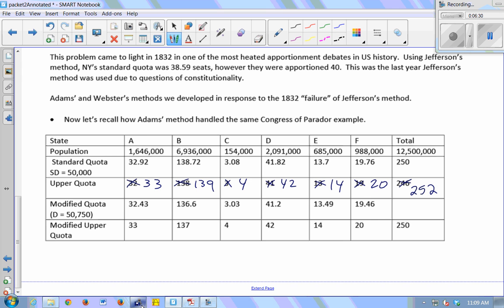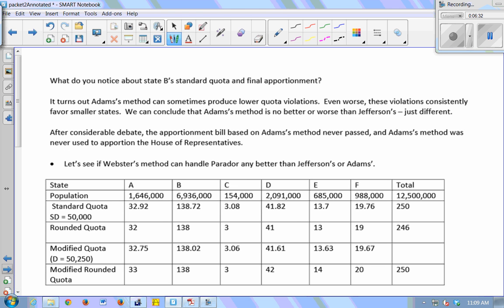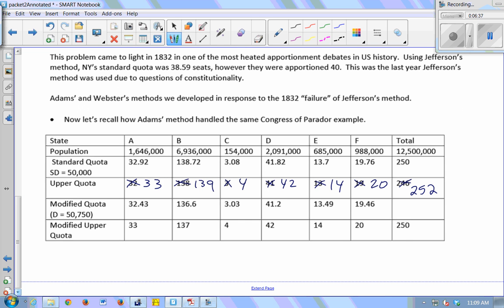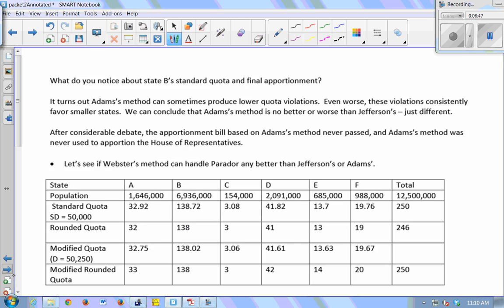Okay, so what do you notice about State B's standard quota and final apportionment? Too low. This is a lower quota violation. Their standard quota was 138 point something, so 138 is the lowest we should give them, but we gave them 137.